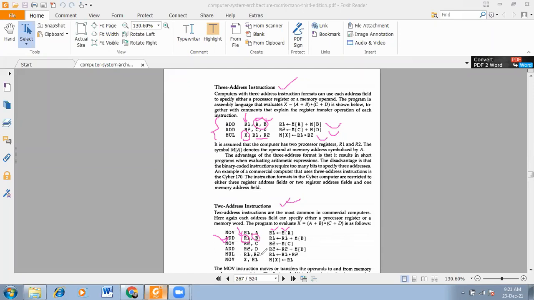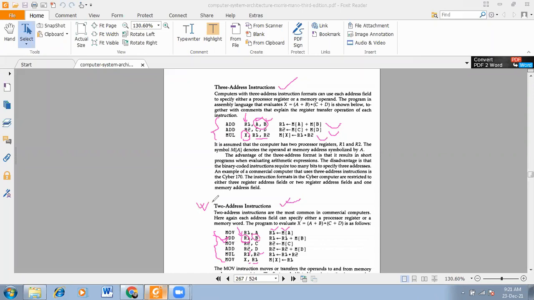Similarly, MUL R1 comma R2. That means the content of R1 and the content of R2 are multiplied with each other and the result must be at R1. So that's why these two registers R1 and R2 are involved. Then 2 address move X comma R1, and 2 address add R2 comma D. So the content of D memory location and the content of the R2 register are added together and the result is stored at R2. So all these are examples of 2 address instructions.